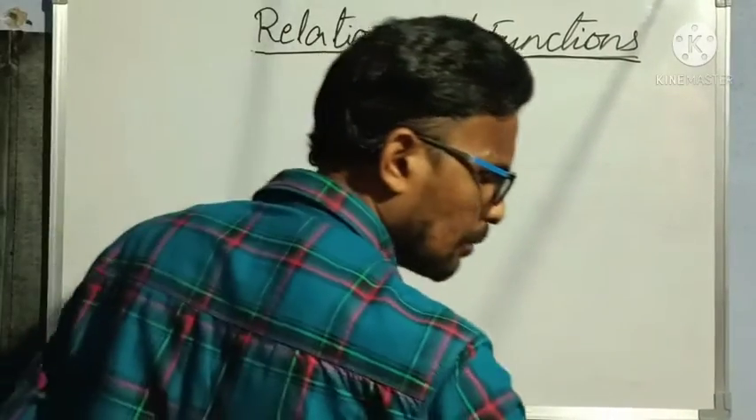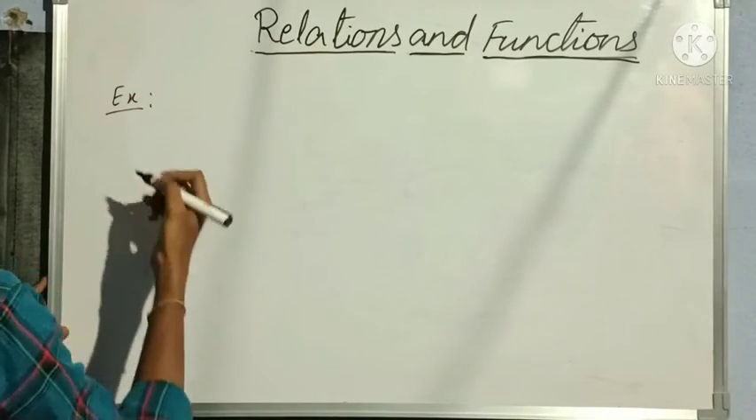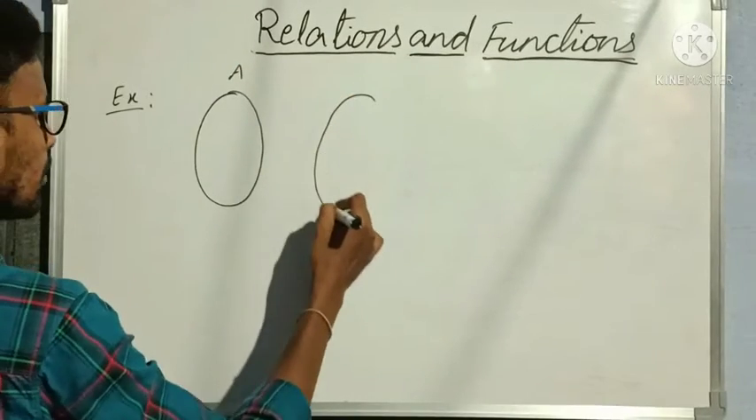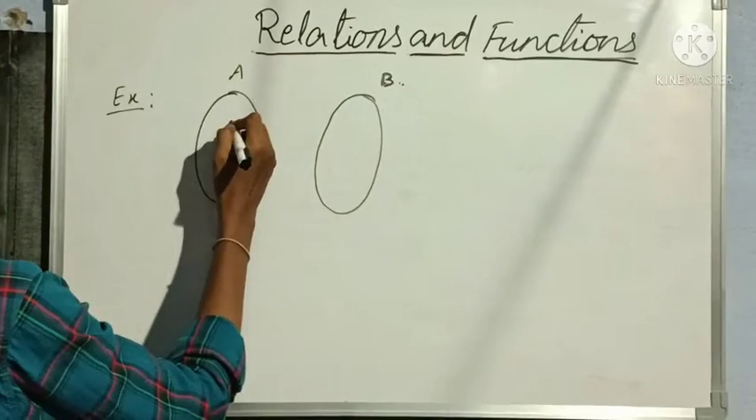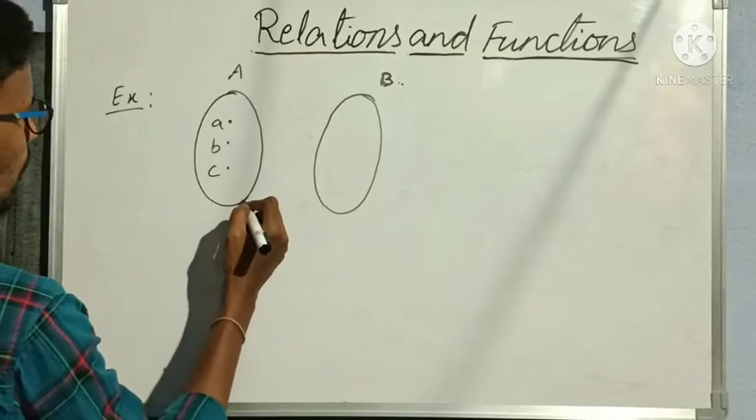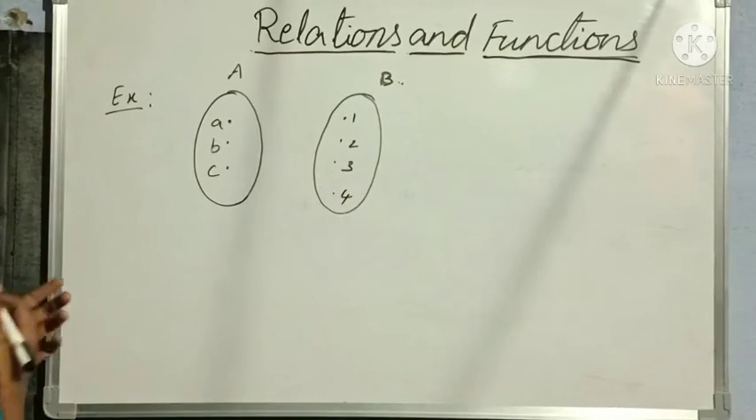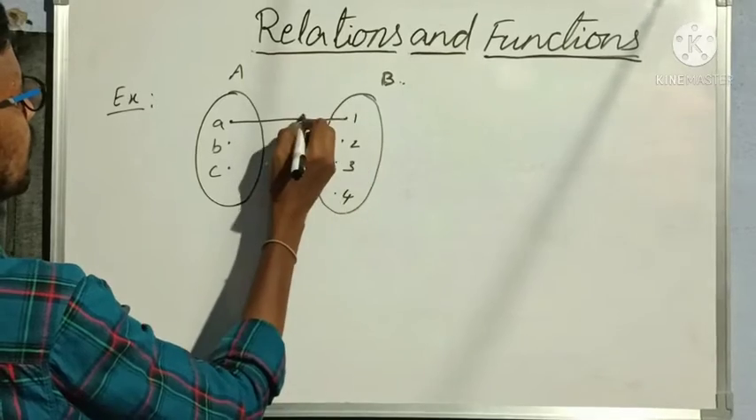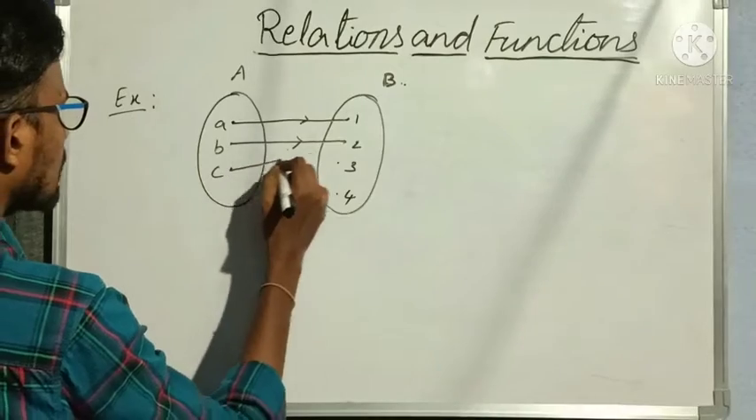So directly I am using an arrow diagram for my example here. First I am taking set A and one more set B. In my set A I am taking 3 elements A, B, C, and here I am taking 1, 2, 3, 4. Now I am mapping A to 1 and B to 2 and C also to 2.